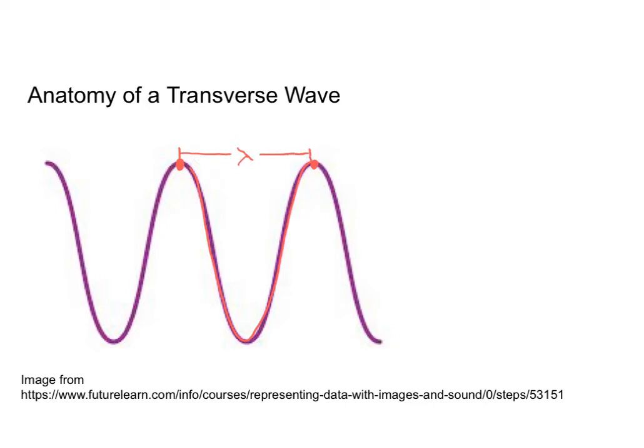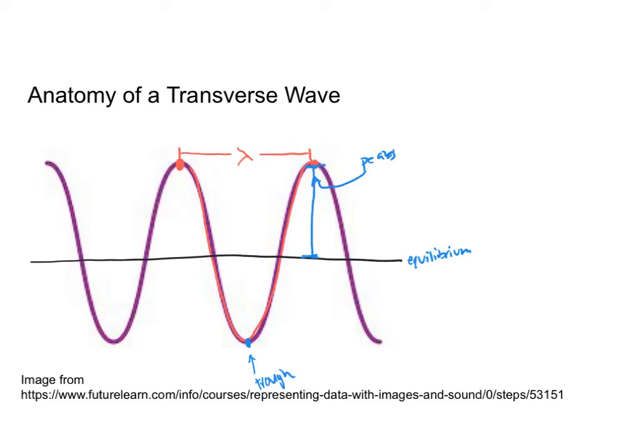Now you'll notice that I mentioned the word peak. So the peak of a wave is going to be the highest point. So these are both peaks. Similarly, the lowest point on a wave we're going to call a trough. So peaks and troughs. Now the amplitude of the wave is going to be the distance from our equilibrium to either a peak or a trough, because our peaks and our troughs are the same distance away from our equilibrium. So that is our amplitude A.